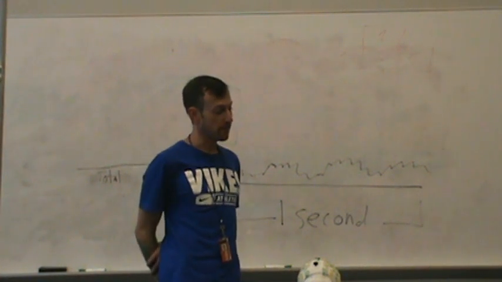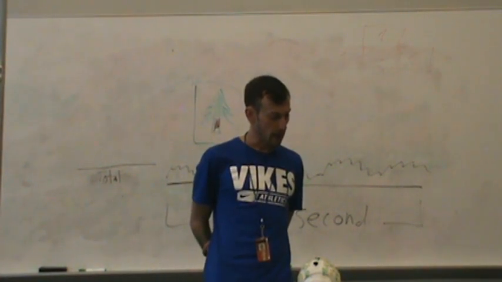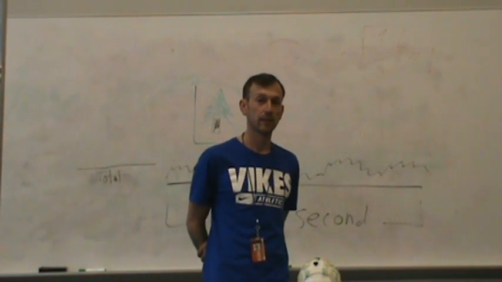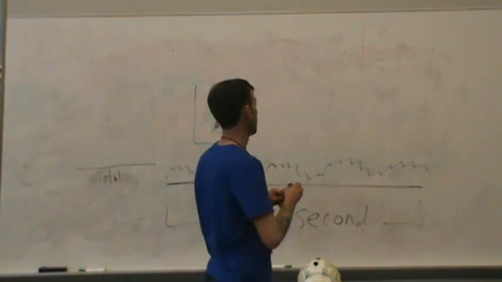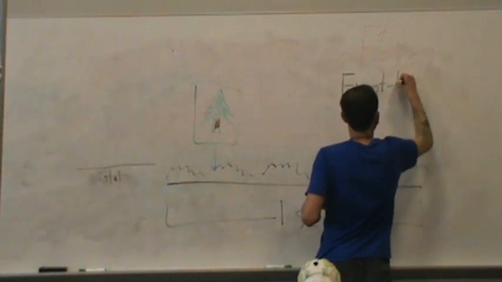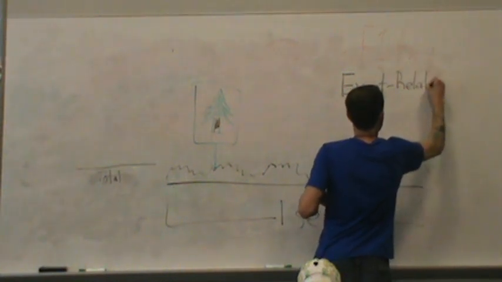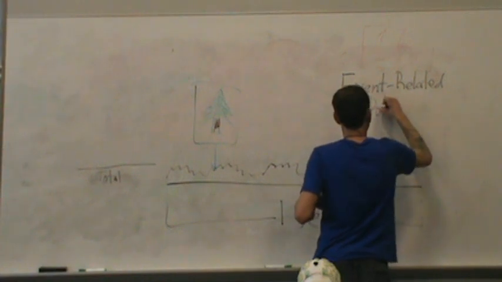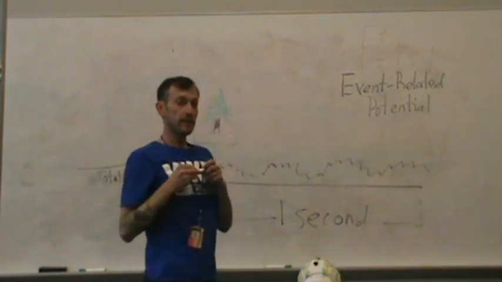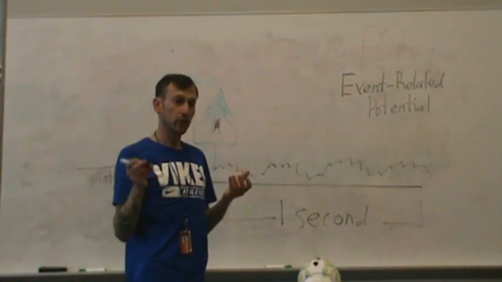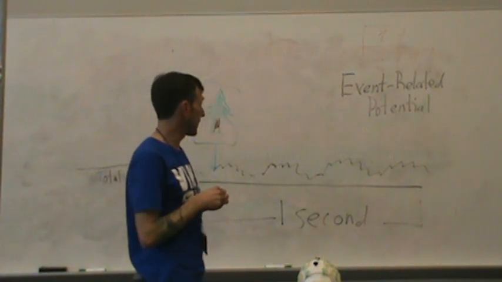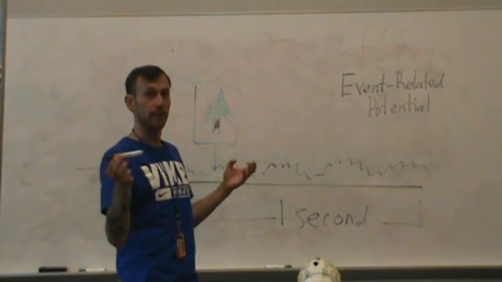Alright guys, now we're going to define an ERP, how we measure them and why. ERP stands for Event Related Potential. And as the name suggests, it is the electrical potential that we record from the brain, with EEG, related to an event.